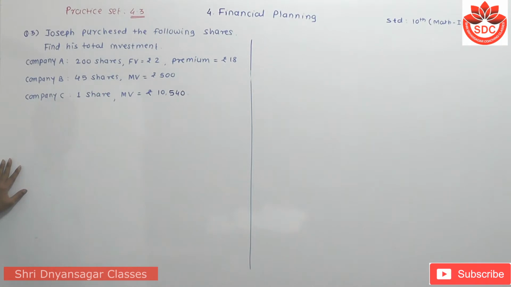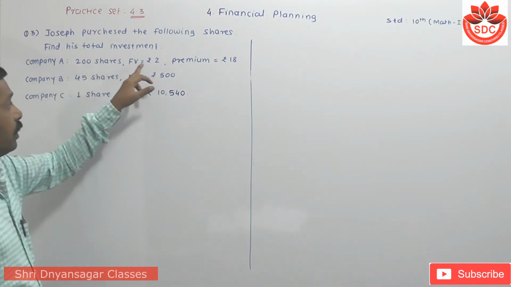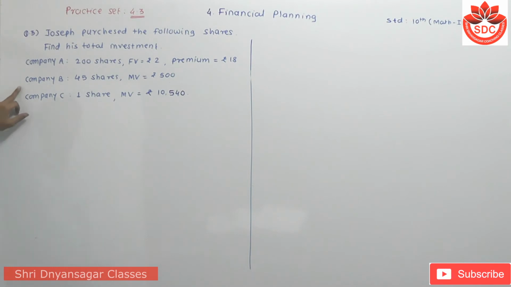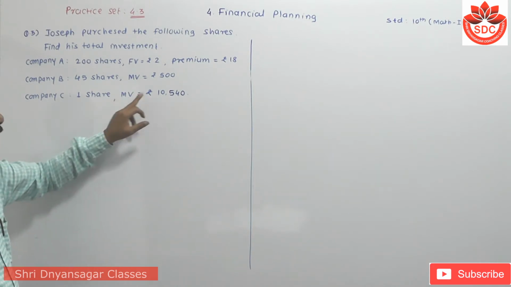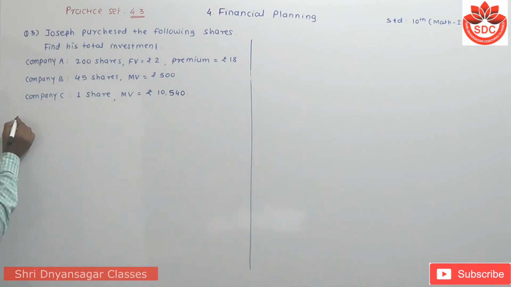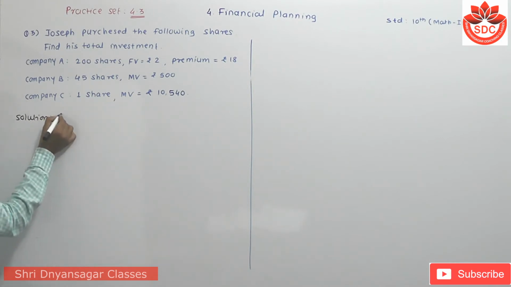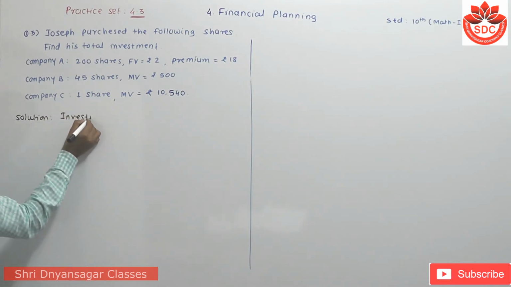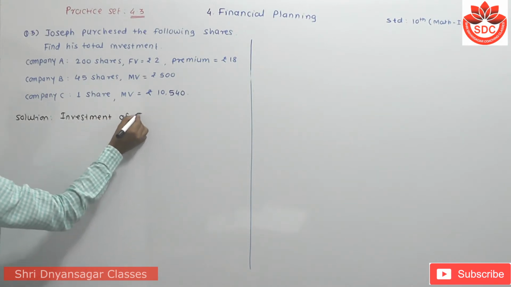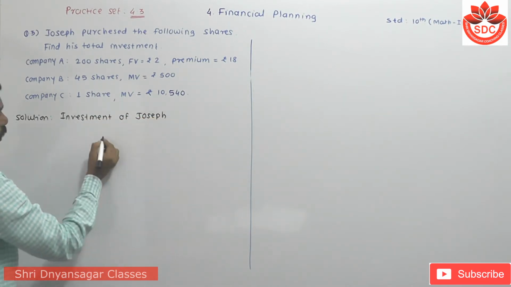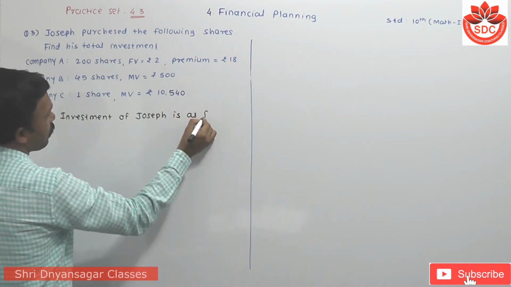The question number 3 is that Joseph purchased the following shares. Find his total investment. For company A, 200 shares, FV is 2, premium is 18 rupees. Company B, 45 shares, MV is rupees 500, and company C, 1 share, market value is rupees 10,540. Now its solution is, we have to find out the investment of Joseph.